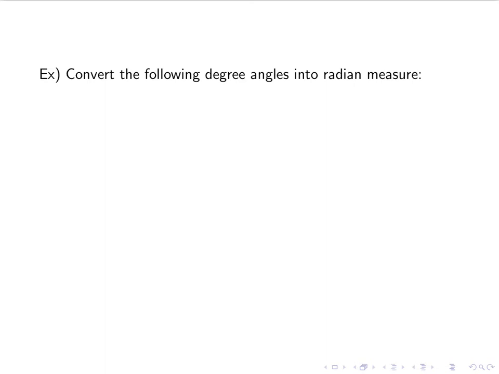Okay, so let's go backwards. Convert the following degree angles into radian measure. 45 degrees. I'm going to plug that in for D. Notice the degrees cancel. 45 degrees over 180 degrees. The degrees cancel. Again, I'll multiply both sides by pi this time since I'm looking for r.